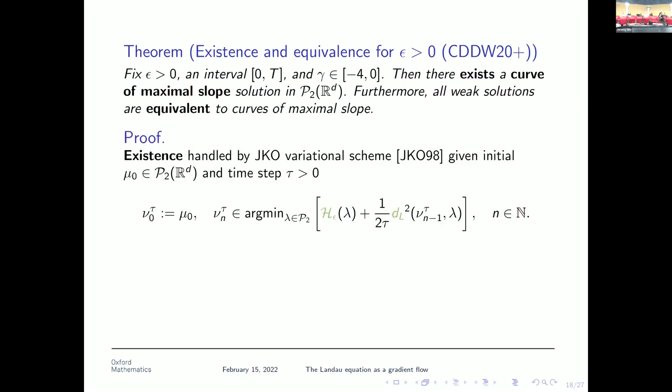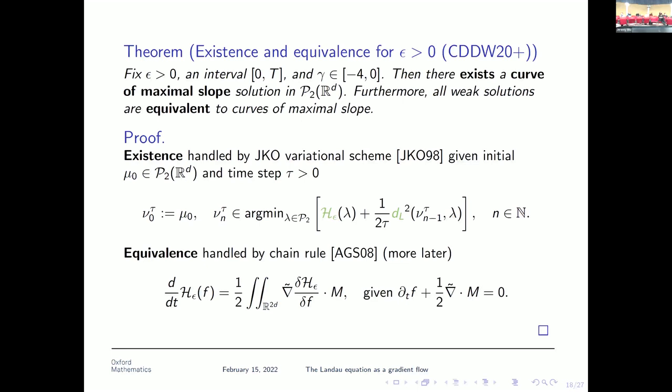How is the existence done? It is done by using the very classical Jordan-Kinderlehrer-Otto variational scheme. In this minimization problem, I'm minimizing the Landau metric, and then I've got an H epsilon penalization term. This is the JKO scheme where I've used H epsilon in place of the normal functional, and I've put in the Landau metric in place of whatever metric you might use here.